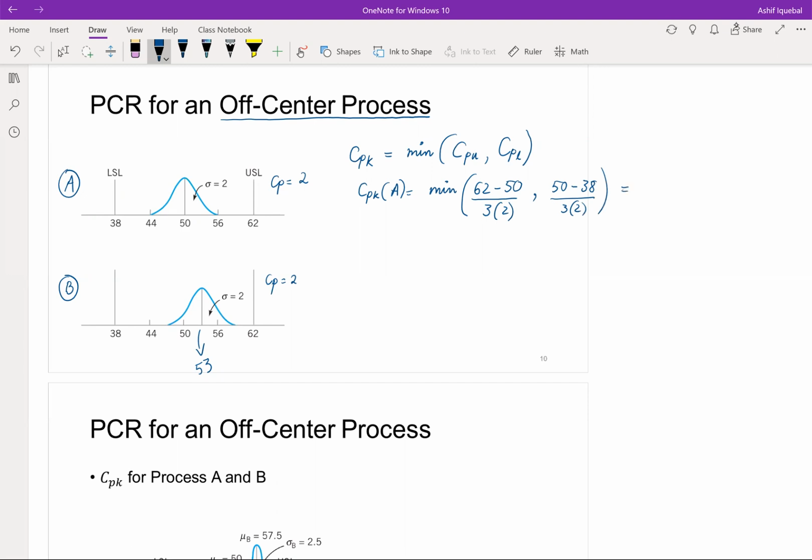This will give you the minimum of 2, comma, 2, which is 2, right? So Cpk for process A is 2. Let's see what is Cpk for process B.